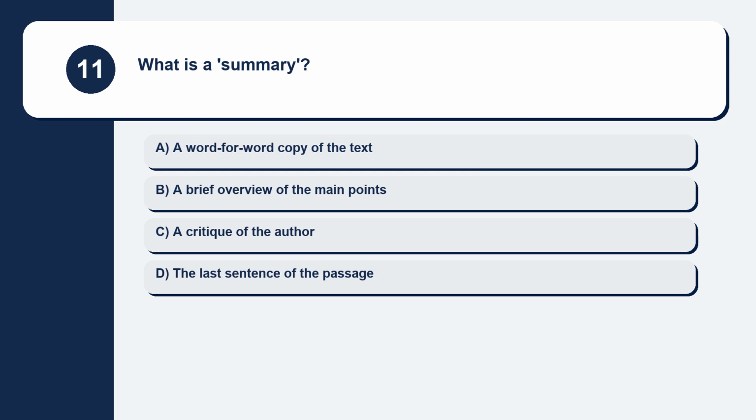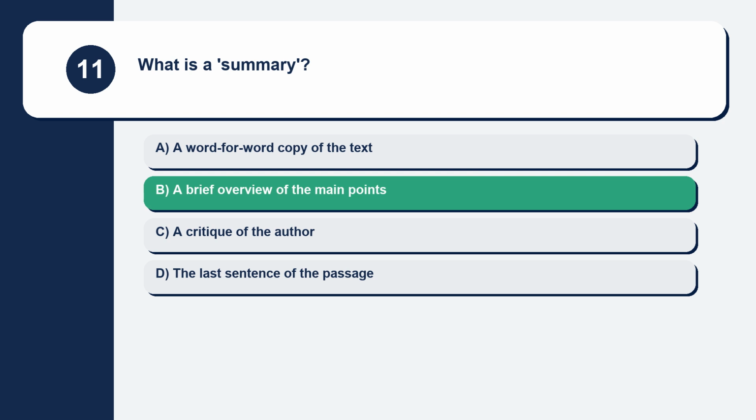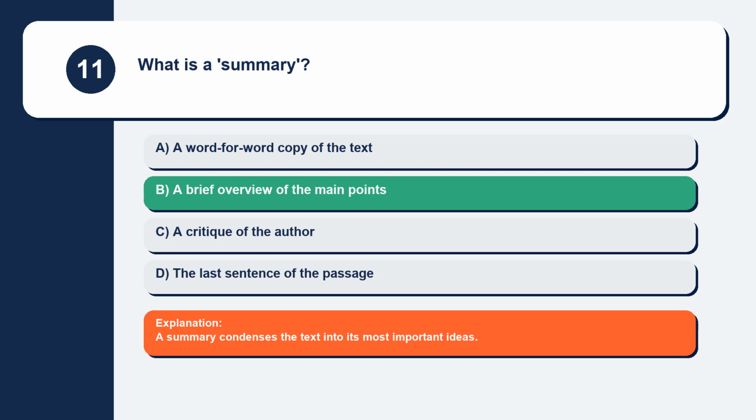Question 11. What is a summary? A word-for-word copy of the text. A brief overview of the main points. A critique of the author. The last sentence of the passage. A summary condenses the text into its most important ideas.